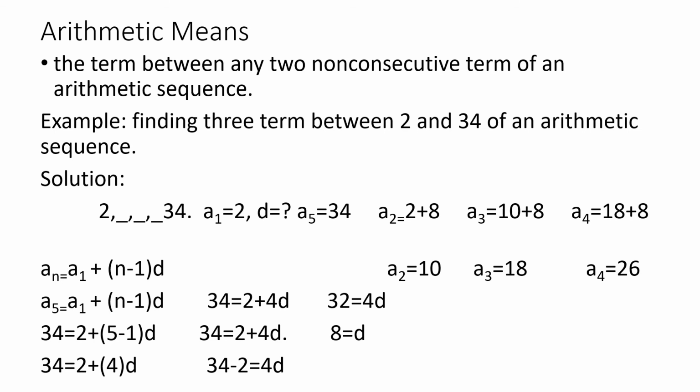Next, our second term is equal to 10. Add the second term to the common difference, which is 8, so that we can get the third term. So 10 plus 8 is equal to 18. Then that will be our third term. And then to get the fourth term, we need to add the third term to our common difference, which is 8. So 18 plus 8 is equal to 26.